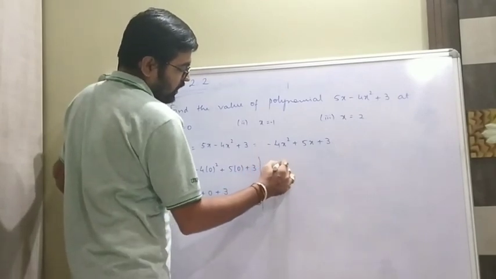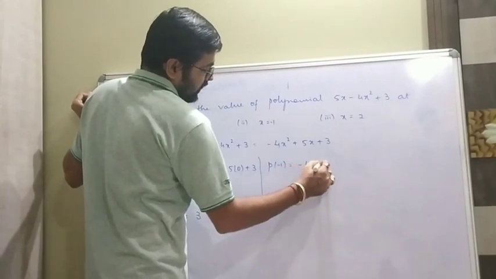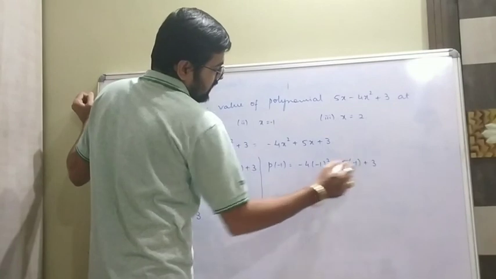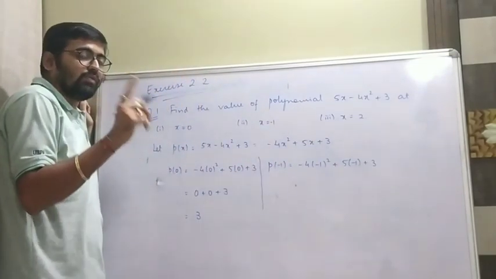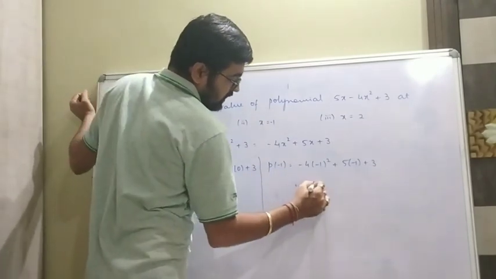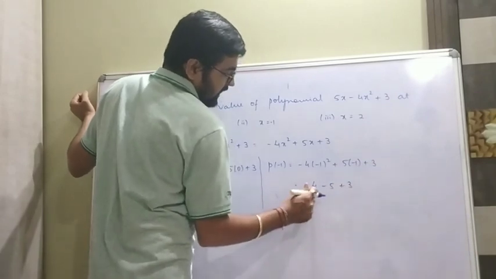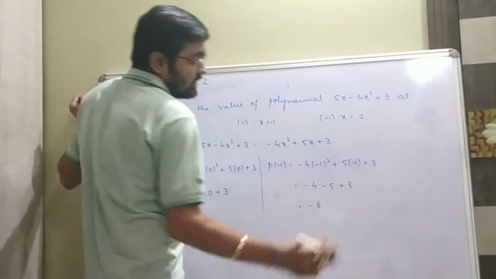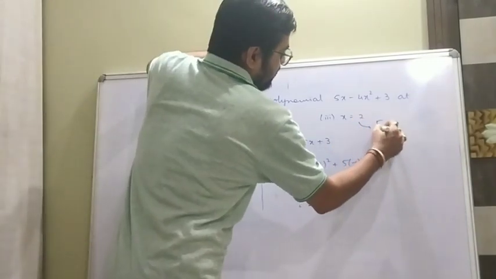Let's go with p of minus 1. So what will it be? Minus 4 into minus 1 square plus 5 into minus 1 plus 3. Minus 1 whole square is going to be 1, because if you multiply minus 1 two times, it becomes plus 1. So this will be minus 4 minus 5 plus 3. Minus 4 minus 5 is minus 9. Minus 9 plus 3 is minus 6. Correct?